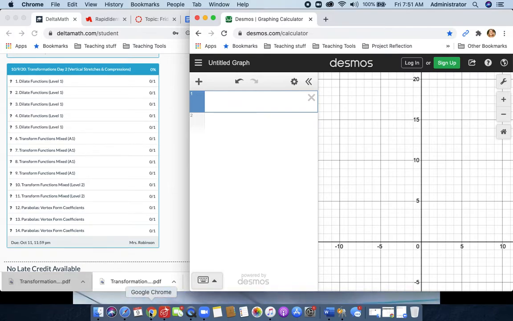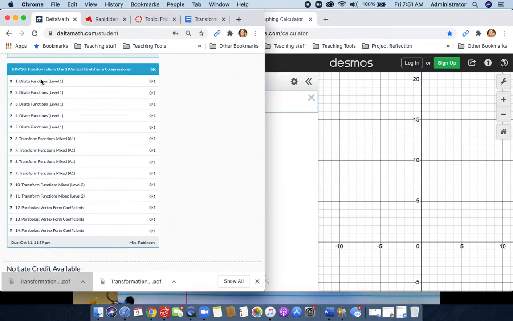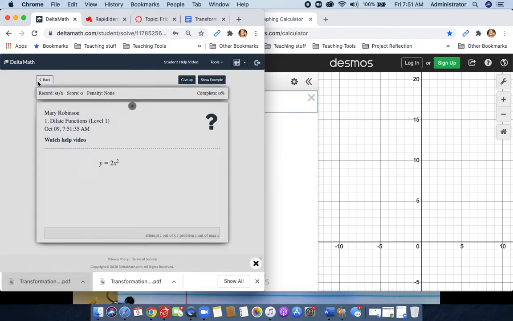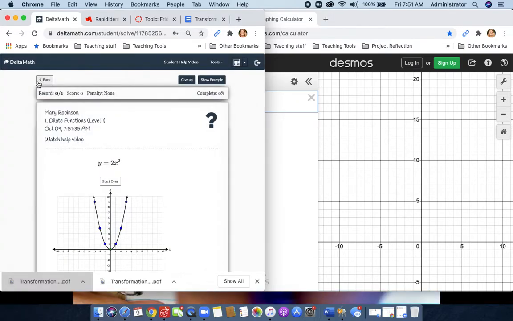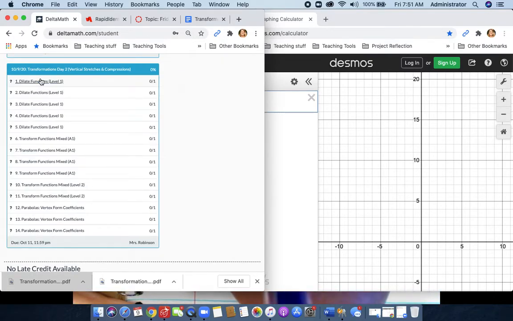So I am going to, just like yesterday, guys, with your notes, I want what's on the graph paper that I just did, but then I also want you to write the problems down and describe the transformations like we did yesterday to turn in as well. You're going to submit both. So let's go over here to our Desmos assignment for today on dilate functions. And for number 1, so you can call this Delta Math. This is our 10-9 transformations day 2.